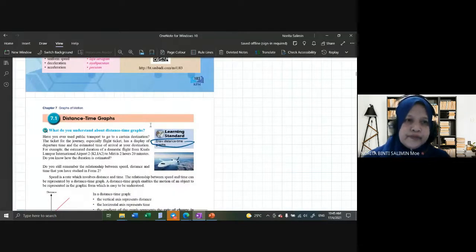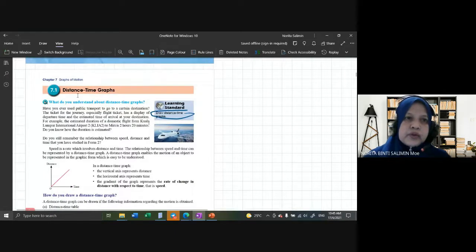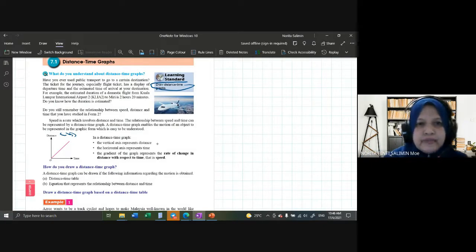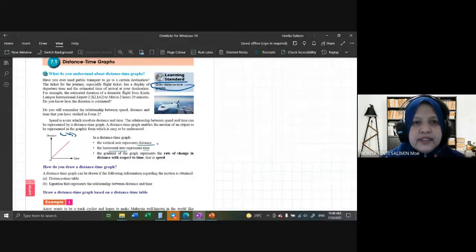Okay, in your textbook, how to draw a distance-time graph. Look here. In the distance-time graph, the vertical axis represents distance. This is the vertical axis, the y-axis. The y-axis represents the distance, and the horizontal axis represents the time. This is time, this is the x-axis, and this is the y-axis.